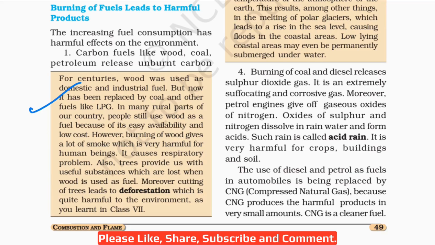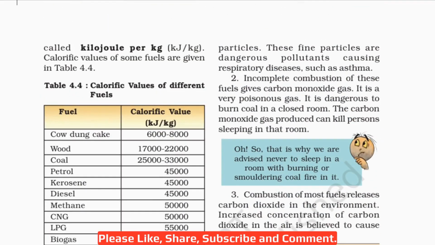It causes respiratory problems. Moreover, trees provide us with useful substances which are lost when wood is used as a fuel, because trees will be cut to use wood as a fuel. Cutting of trees also leads to deforestation, which is quite harmful to the environment. So that is why wood should be replaced. Okay. Then we will talk about the second point.